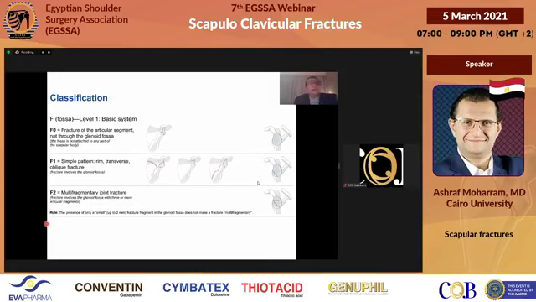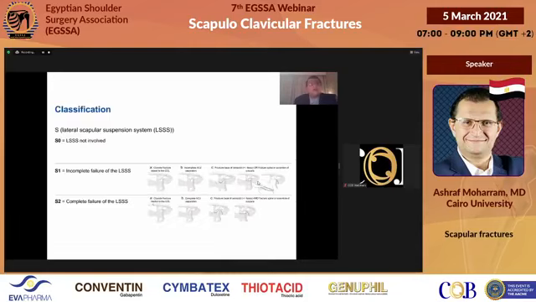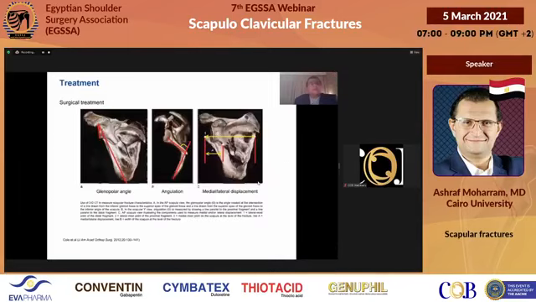What about the fossa fractures? The fossa fractures are either extra-articular, involving the neck, and they're F0, or an F1, which is a simple articular fracture, and F2 is a multifragmentary articular fracture. For the processes, P0 is a coracoid fracture, P1 is an acromial fracture, while P2 is a coracoid and acromial fracture, while S0 means there's no involvement of the lateral scapular suspension system, S1 is an incomplete failure of that system, and S2 is a complete failure of the system.